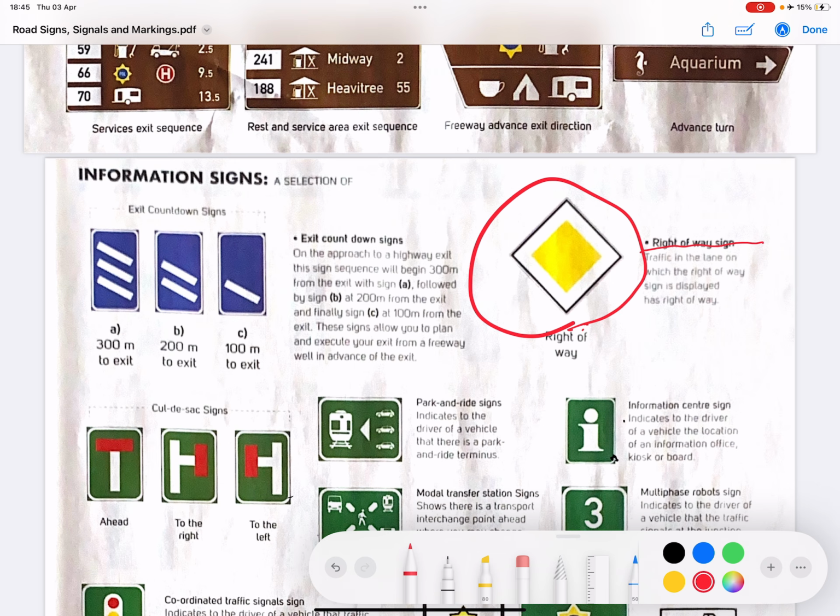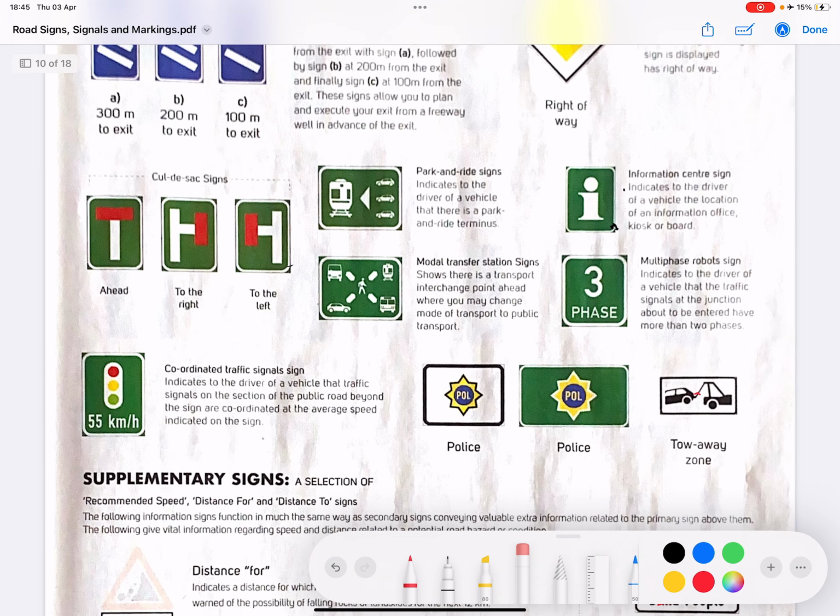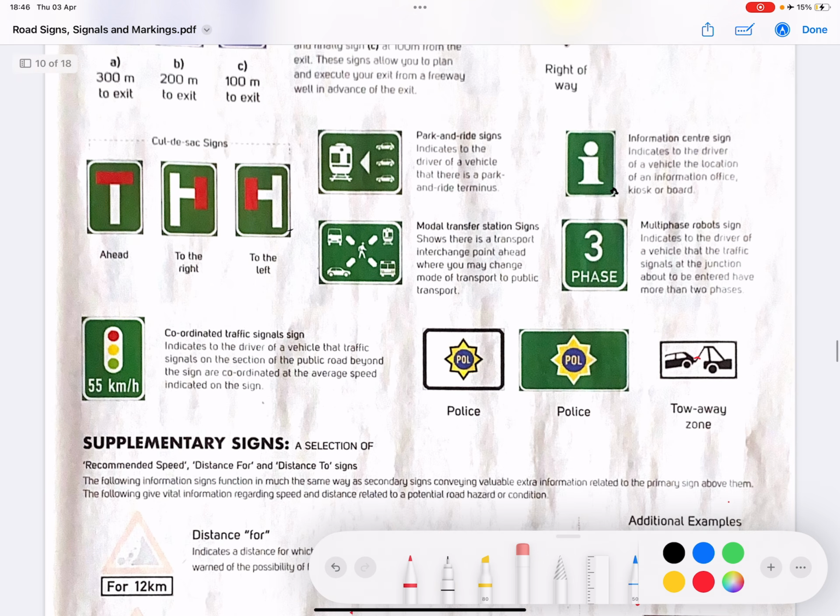Okay. Then right of way sign. When you're seeing this sign, it tells you that you have a right of way. Okay. You have a right of way. And then we have these signs, which we then call the cul-de-sac signs. They're telling you that dead end ahead. Dead end to the right, dead end to the left. Dead end ahead. Okay. All right, and then now we come to park and ride sign. You park, you go and ride.